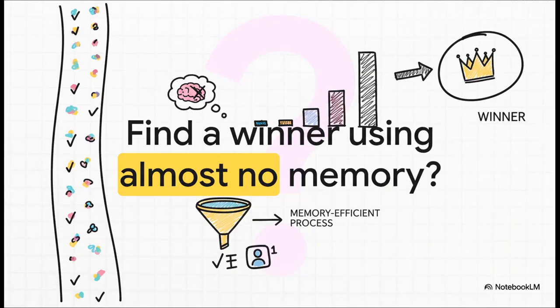So, picture this. You've got a massive list of votes, I'm talking millions, maybe even billions of them, streaming in. Your job is to figure out if any single candidate won an outright majority. But here's the catch. You have to do it using almost no memory. You can't just store a giant list of counts. So, how would you even begin to solve that?